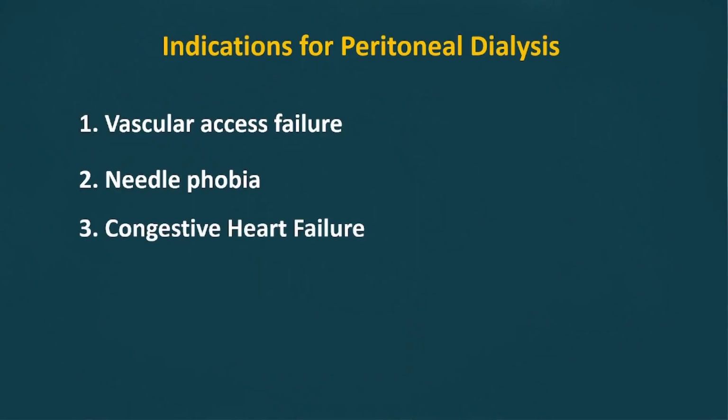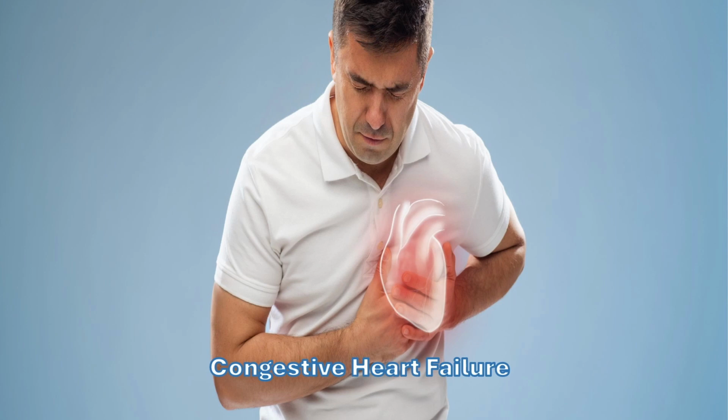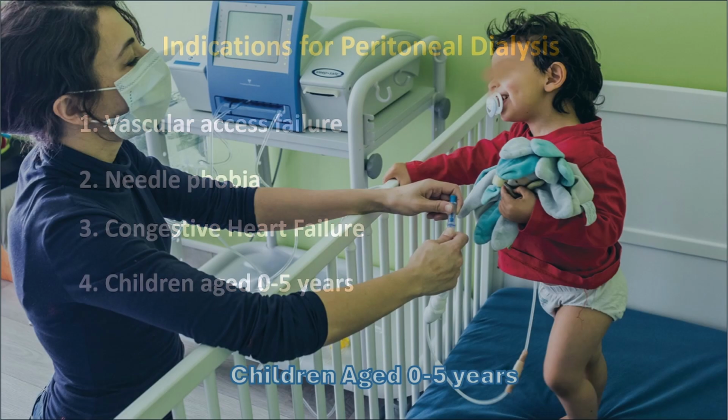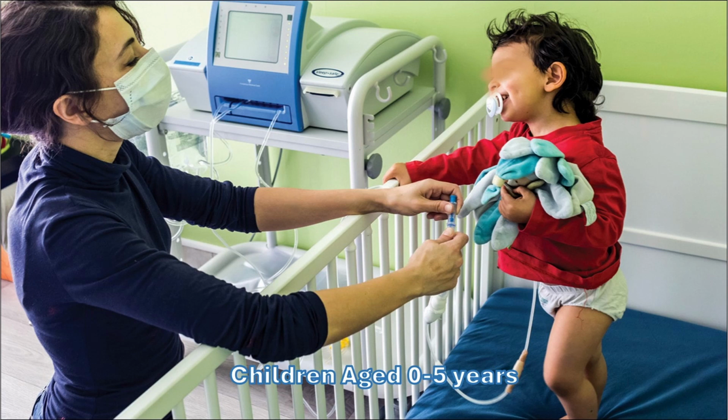Congestive heart failure. It is a long-term condition in which your heart can't pump blood well enough to meet your body's needs. Hemodialysis can further cause complications, thus this would indicate an alternative way, which is through peritoneal dialysis. Children aged 0 to 5 years. This age bucket doesn't have enough vascular access yet to support hemodialysis, therefore they opt for peritoneal dialysis.